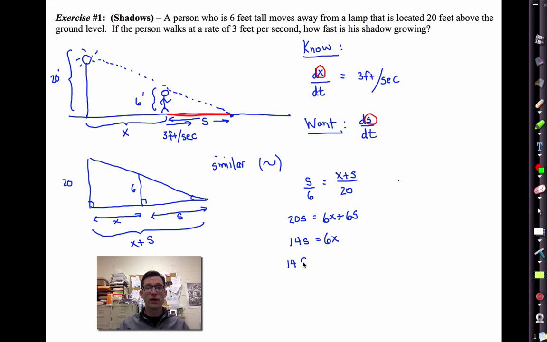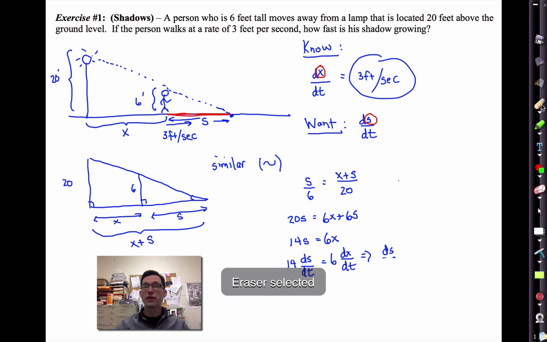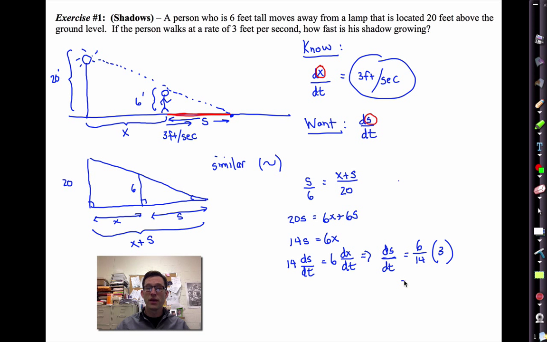And now this is really easy, right? Because when I take the derivative of the left side, I get 14 times ds/dt, and the right side, 6 times dx/dt. Remember, we know what dx/dt is. It's 3 feet per second. So I can now say that ds/dt, if I bring that 14 over to the other side, I can substitute in my 3 feet per second, and when all is said and done, we get some ugly fraction, 18/14, which isn't very helpful to me.